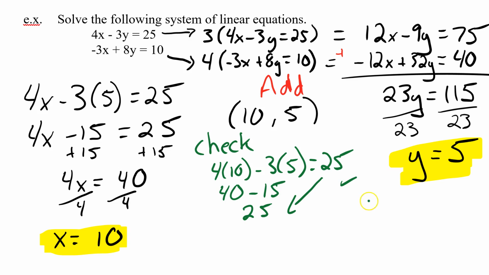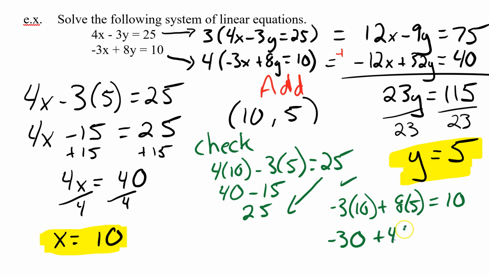And then we'll go with the second one. Negative 3 times 10 plus 8 times 5 should be 10. Negative 3 times 10 is negative 30. 8 times 5 is positive 40. Negative 30 plus 40 is 10. And yep, that's what I got. So I do a check. Seems to work. So my answer was 10 and 5.